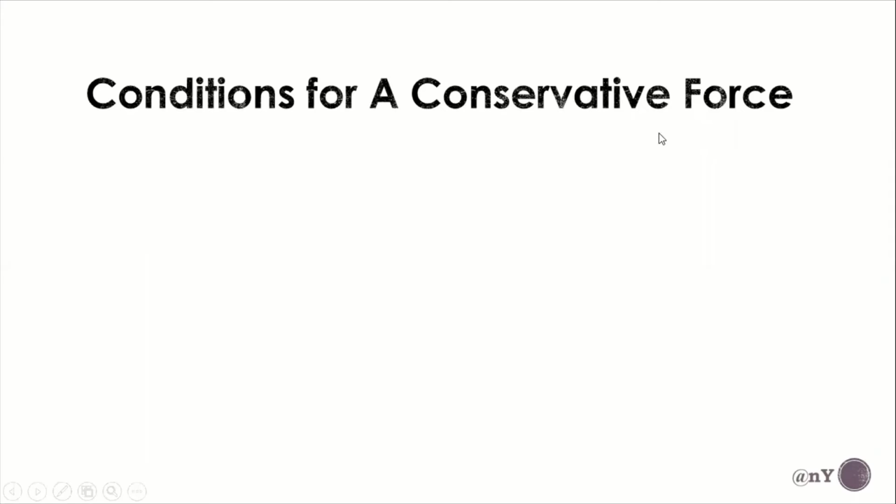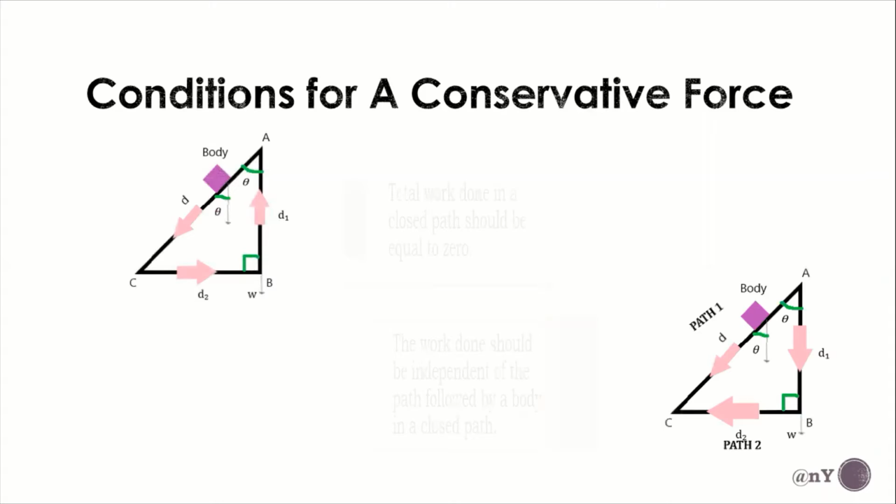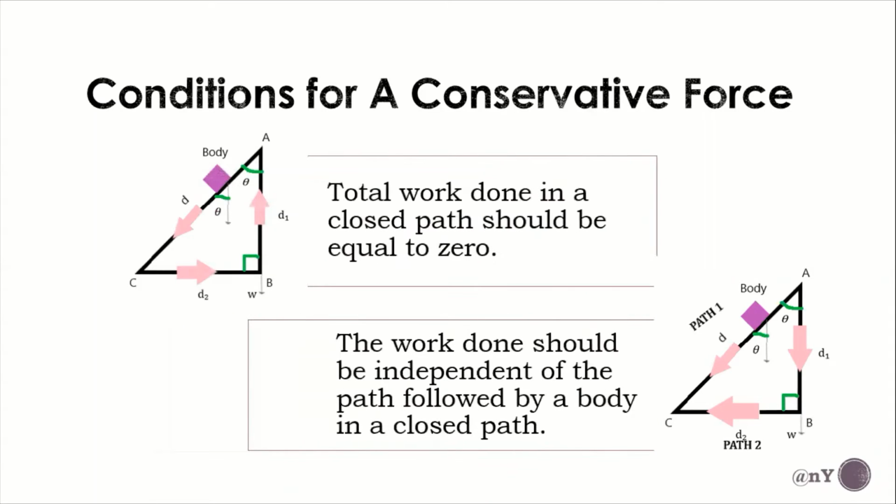For a force to be a conservative force, it must obey two conditions. These two conditions will be explained in the next video, but here we shall only tell you what these two conditions are. Number one is that the total work done in a closed path should be equal to zero, and number two is that the work done should be independent of the path followed by a body in a closed path.